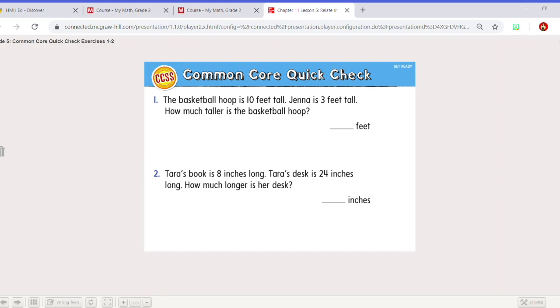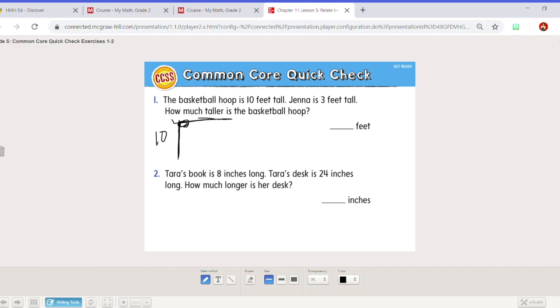It says the basketball hoop is 10 feet tall. Jenna is 3 feet tall. How much taller is the basketball hoop? So when it's comparing lengths and wants to know how much taller, we need to compare. So here's our basketball hoop. I'm going to draw a little picture. We know it's 10 feet. And Jenna, here she is, as best I can, she's 3 feet. We need to find the difference, so how much taller the hoop is. So we will do 10 minus 3 equals 7. It is 7 feet taller.